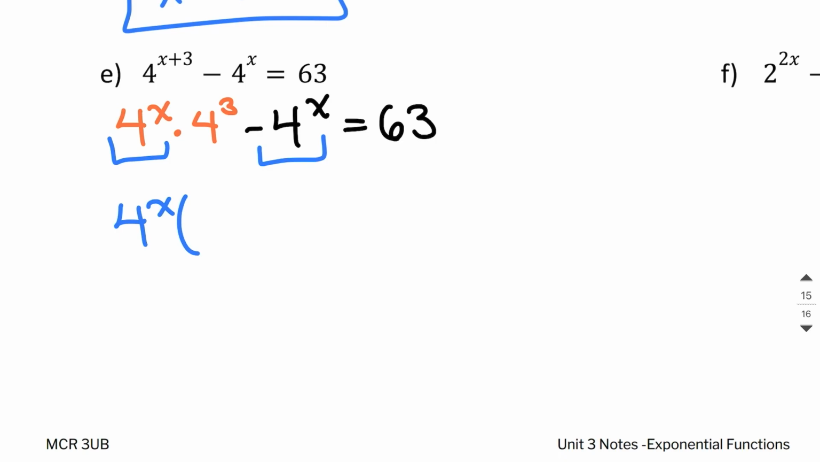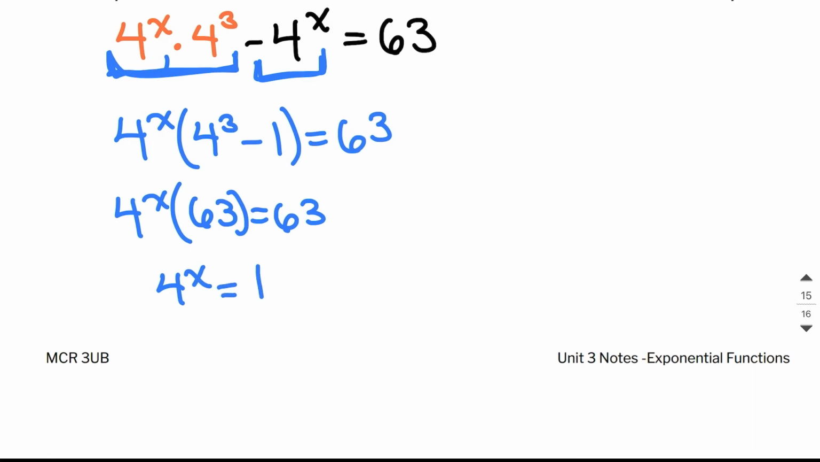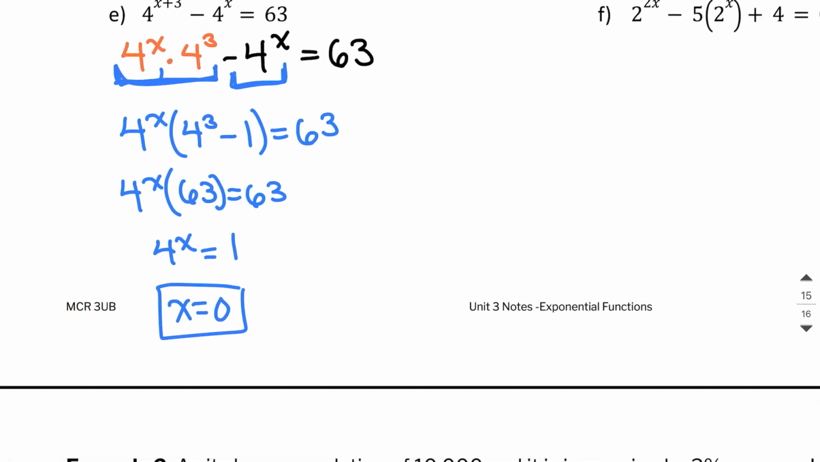When I factor it out of 4 to the power of x times 4 to the power of 3, I get 4 to the power of 3 left over. And then when I factor it out of 4 to the power of x, I get a 1. And then if I go through and I evaluate this, 4 to the power of 3 is 64. 64 minus 1 is 63. I can divide out that 63. And then what exponent do I put on 4 to get 1? It would be 0. So my answer here is 0. So this is what we did previously a few lessons ago.